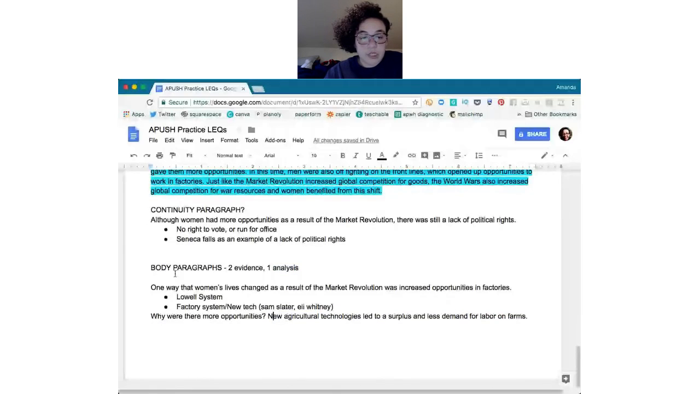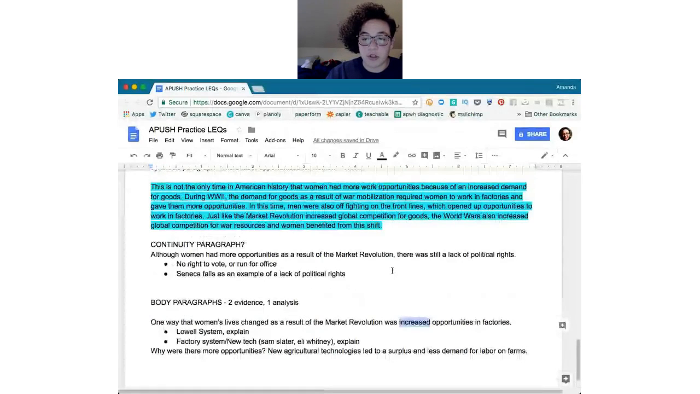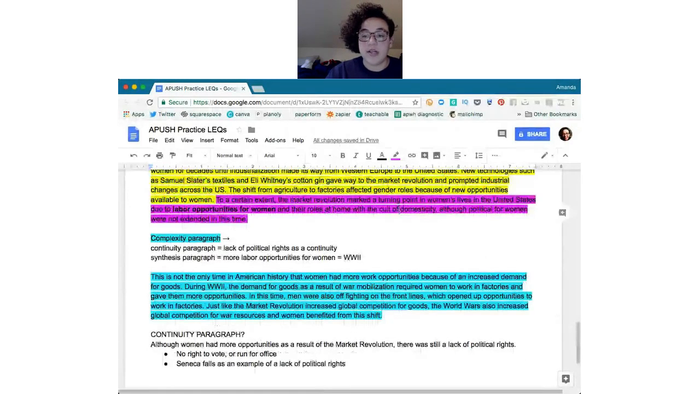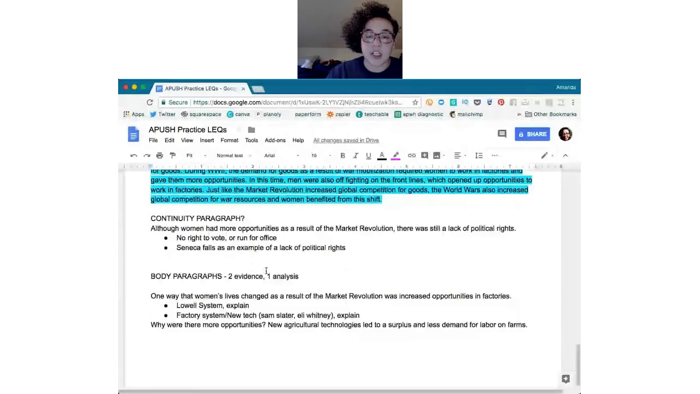So this is how your body paragraphs would go. Each paragraph would be set up like this. You'd have a topic sentence, you'd have evidence and explain, and then you'd have a last thing of why did that happen? Why was there increased opportunities? Why was there a cult of domesticity? Whatever it is that you're actually arguing.